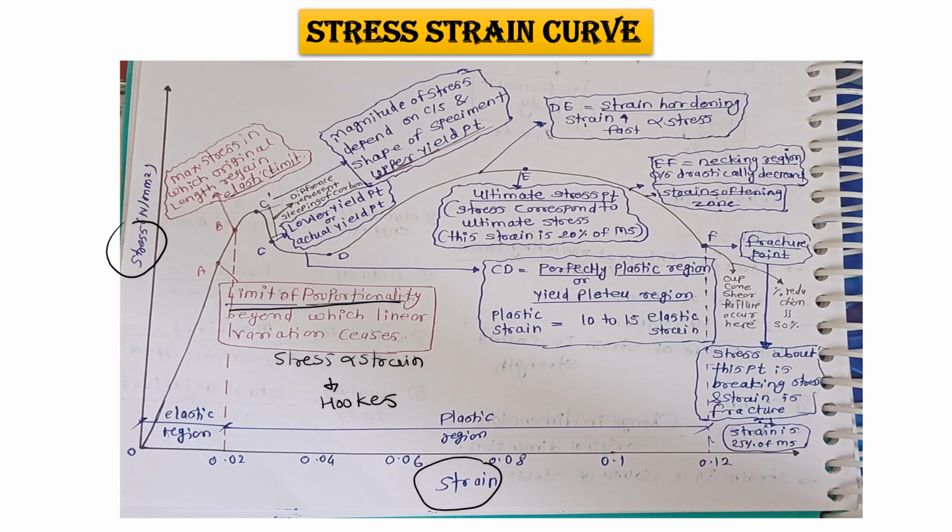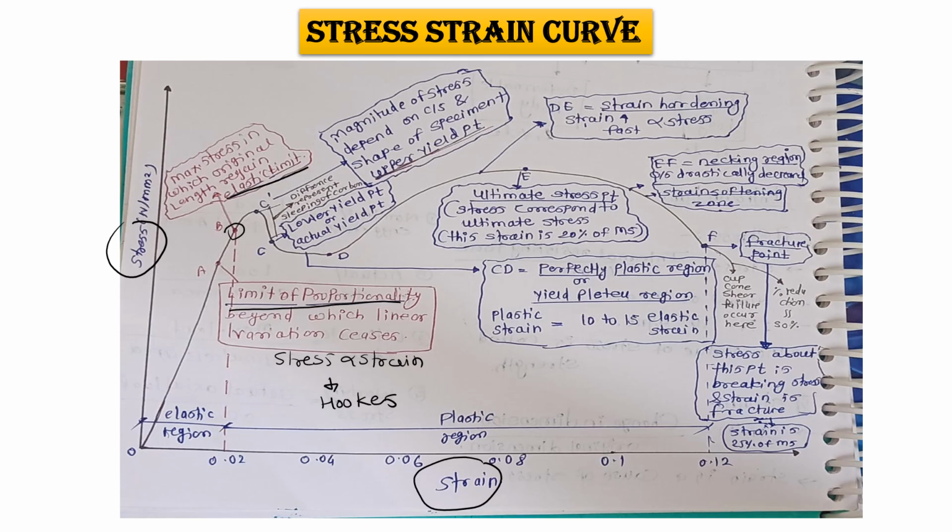Then next, point B. B point is nothing but the elastic limit, the maximum stress at which the original length is regained. Up to that point, if we release the force applied on the mild steel, then that material comes back to its original position. Up to point B, that thing happens.